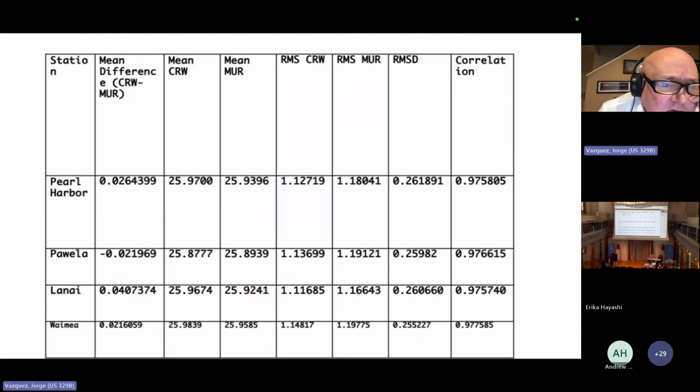And then this is just a comparison again of the mean differences between Coral Reef Watch and Muir at those 4 different locations. And I think the results are overall encouraging. The correlations were all around 0.97. Muir in general had a little bit of a higher mean value as well as mean square, but they were very, very close. So I think the comparison between Coral Reef Watch and Muir in this area is very, very encouraging.